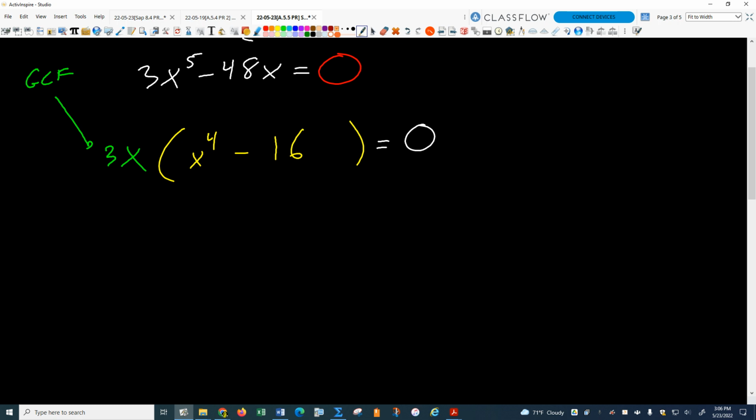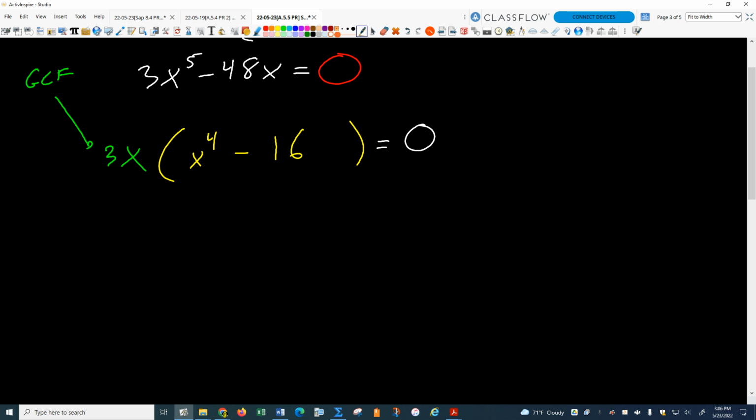We can't stop until each of our factors is at least down to the x squared, to quadratic. It has to be quadratic or smaller. That one is not. That's x to the 4th, this binomial, so we have to keep going. We don't have a choice, right? What can we do? Now it's a binomial.